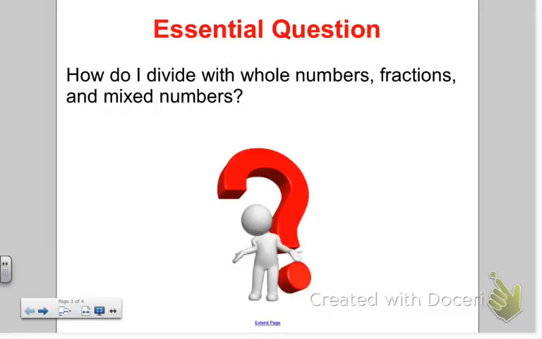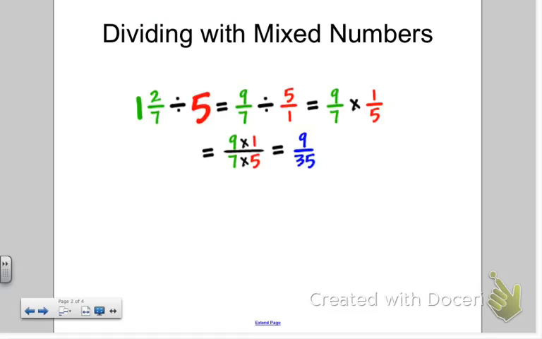We're going to continue to look at the essential question, how do I divide with whole numbers, fractions, and mixed numbers? Today we're going to focus on dividing with mixed numbers. So in the last video, it was just dividing fractions, maybe some whole numbers involved, but no mixed numbers. And here you can see all the steps that are involved with dividing mixed numbers. There are a lot of steps.